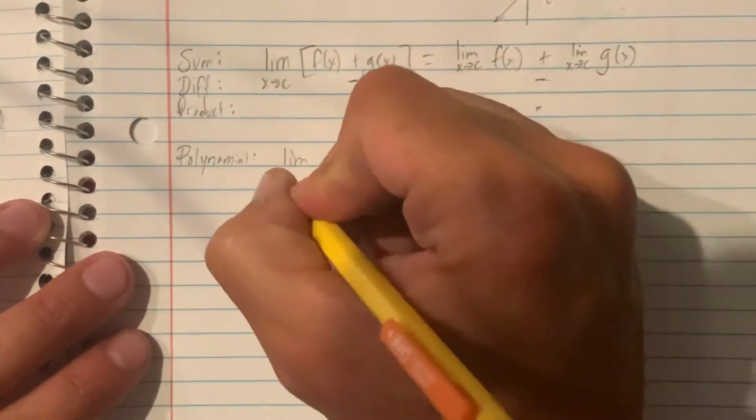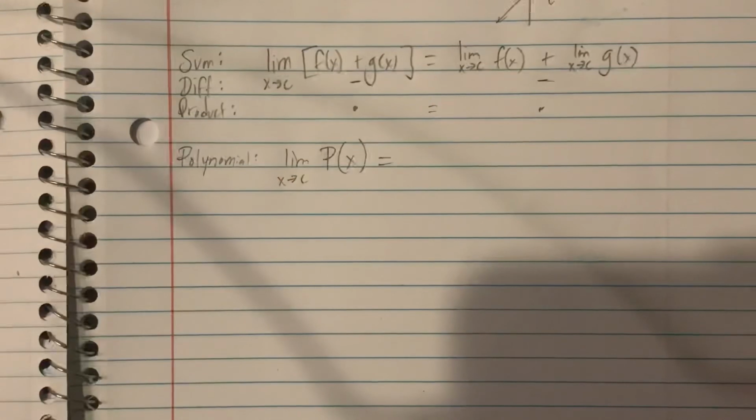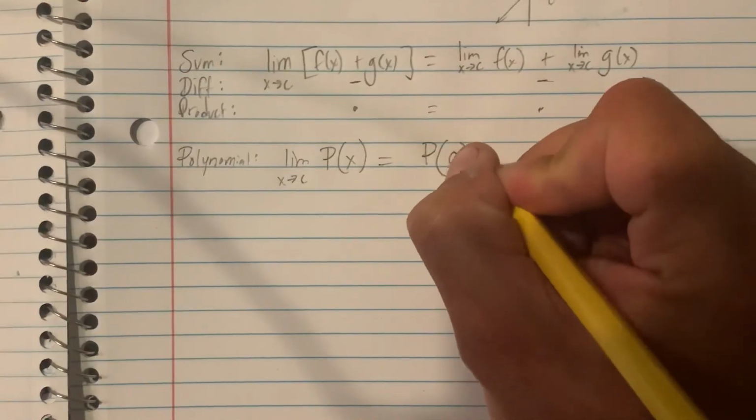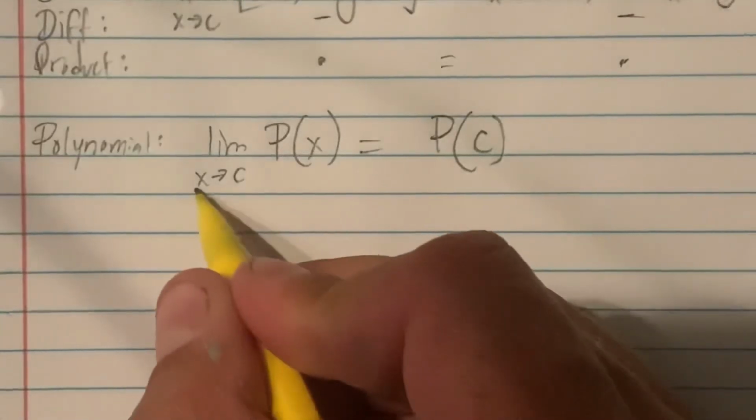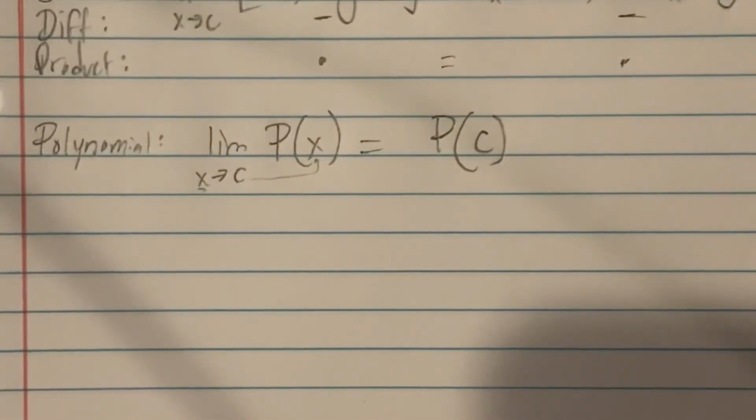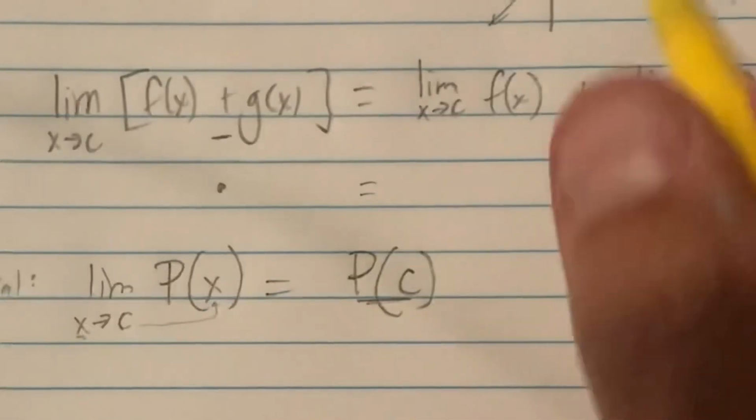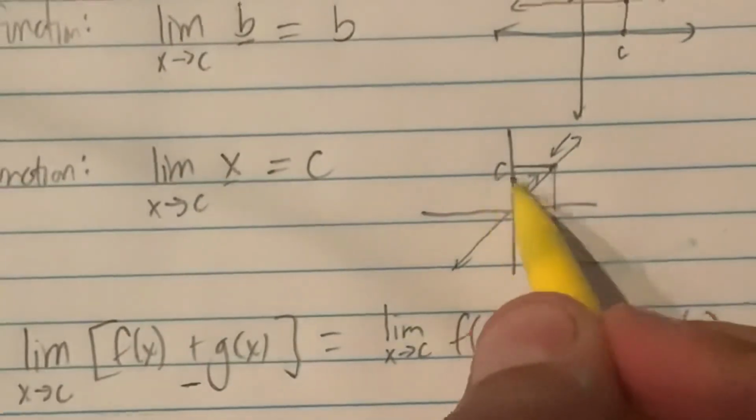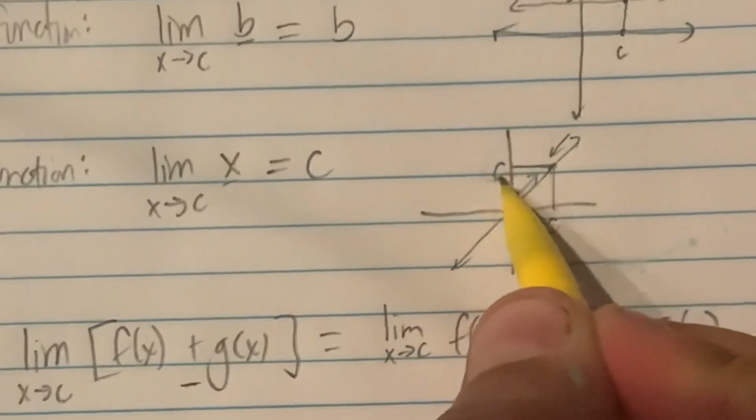But if I'm going to take the limit as x approaches c, let's call the polynomial p of x, it is really just my polynomial evaluated at c. Because if I take the x value at c, can I just plug that number into the function and get the y value? Because if you remember from up here, the y value is the limit of the function, right?